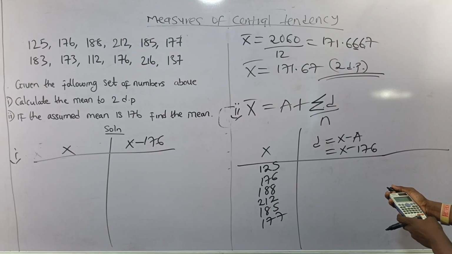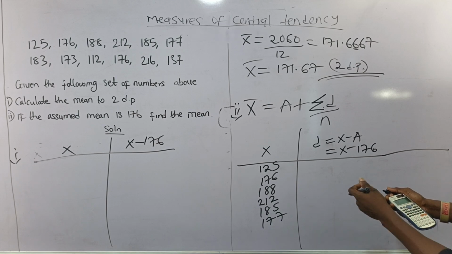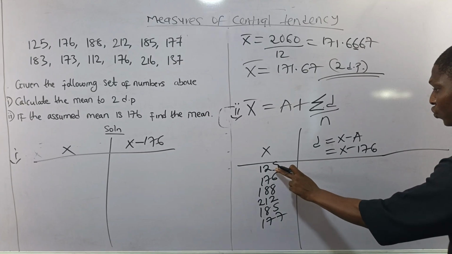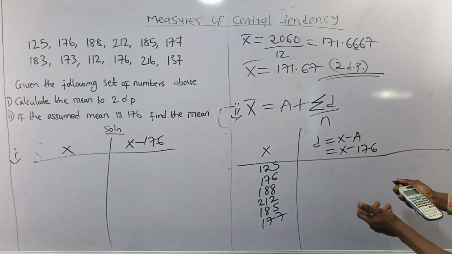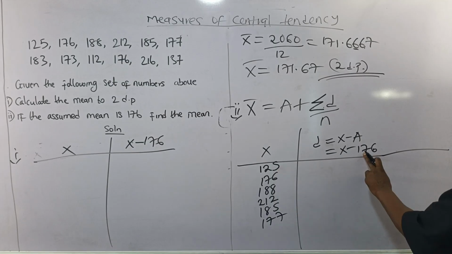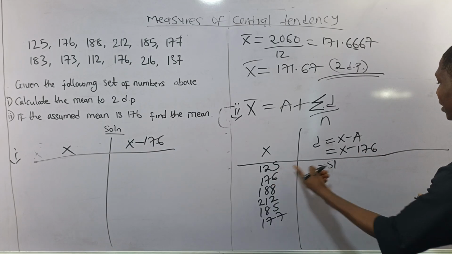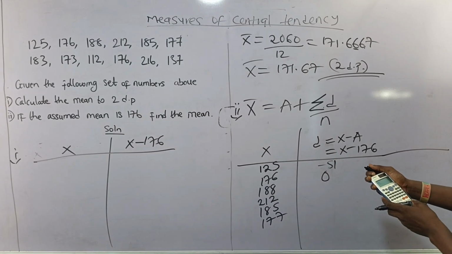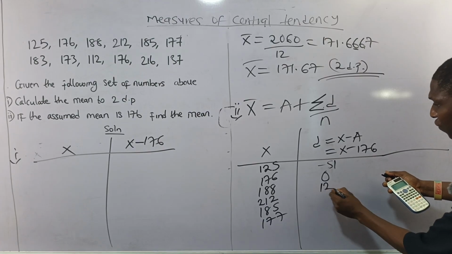So I've saved it. I'll simply have 125 minus, I'll press alpha X to bring the assumed mean out if you are using this. Or if you don't understand that, you can simply use 125 minus 176, 176 minus 176, and so on and so forth. So 125 minus 176 will give me minus 51. 176 minus 176 will give me 0.